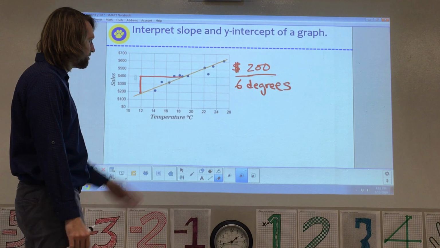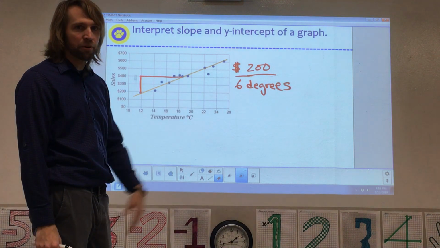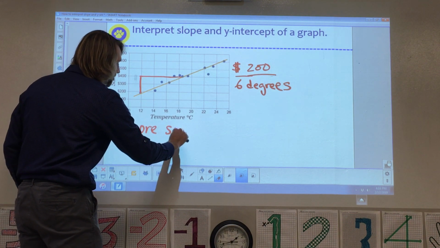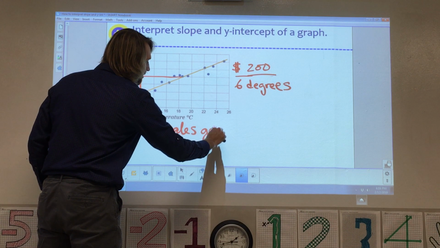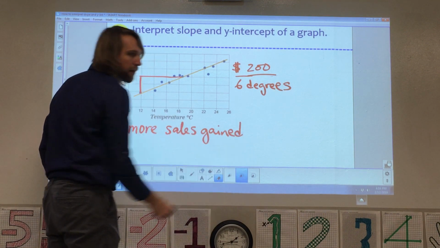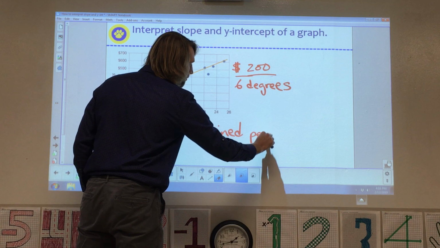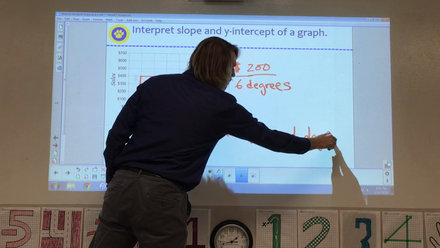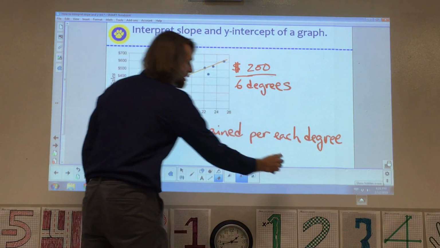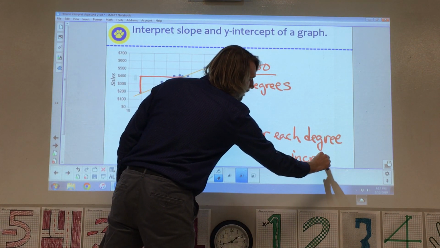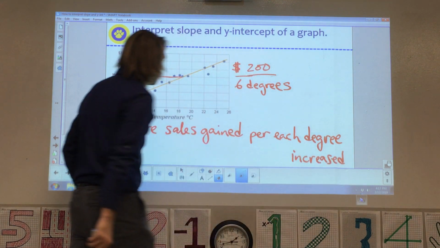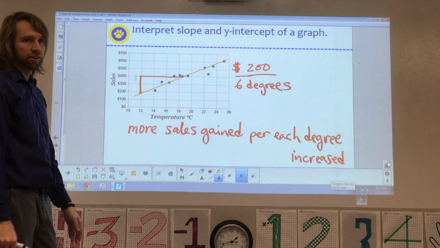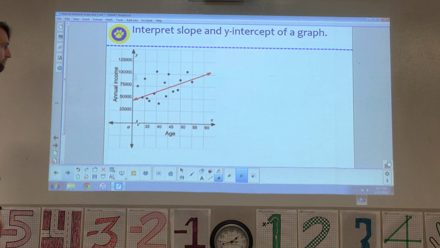So if I need to, I can divide that and figure out what that number is. But the slope is the more sales gained, gain being positive, more being positive, per each degree. If you really want to talk about that, it could be per each degree increased. As the temperature is increasing, the sales are increasing. So I have positive on both of those things.